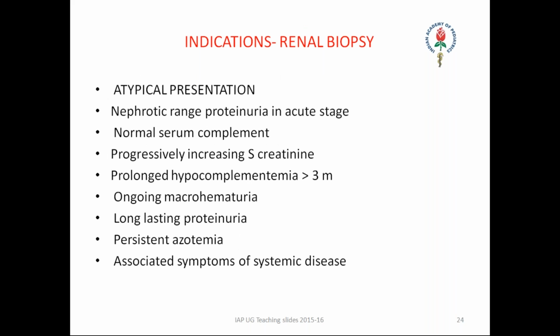So what are all the indications for renal biopsy? If it is MPGN, RPGN, or AGN, how do you indicate a renal biopsy? Already we have seen in the evaluation of hematuria, any atypical presentation. When the age group is adolescent, not school or preschool age, or nephrotic range proteinuria. In nephritic, you have seen nephrotic range proteinuria in the acute stage, and you have seen normal complement levels. So all these are atypical, right? Or increasing RFT or serum creatinine levels, ongoing proteinuria, long-lasting proteinuria and microhematuria, prolonged hypocomplementemia for more than 3 months, presence of azotemia, and associated symptoms of any other systemic involvement like rashes, arthritis, any multi-system involvement, you have to go for a renal biopsy.